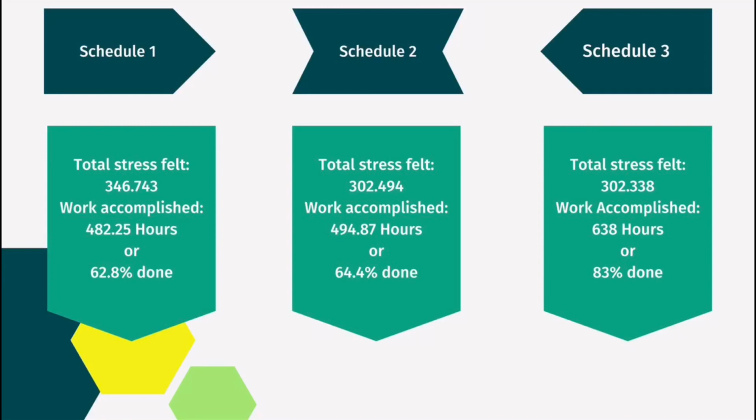In order to calculate how much work was accomplished, the capability graph received data points from the stress graph. Those capability points were multiplied by hours worked per day, then multiplied by the number of people, and finally added together. It concluded that Schedule 1 accomplished 62.8% of assigned work, Schedule 2 accomplished 64.4%, and finally, Schedule 3 got 82% of the work done.